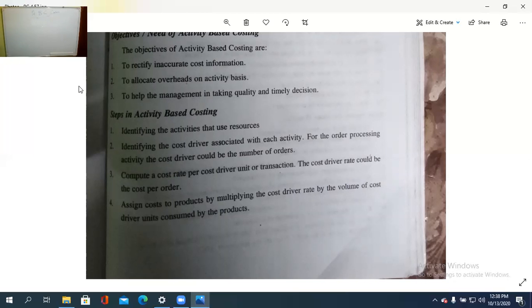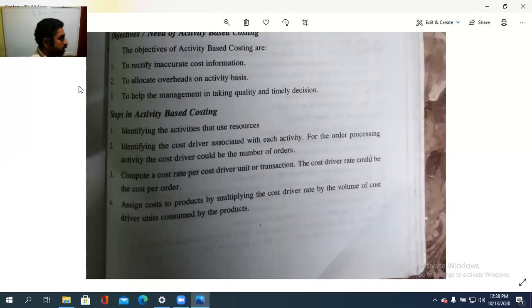One is collection of the overhead. Another one is classification of the overhead. Then classification based on 6 steps that I already explained to you. Please have a thorough study with regard to that one. And also then allocation and apportionment of overhead. Then reapportionment of the allocated overhead.